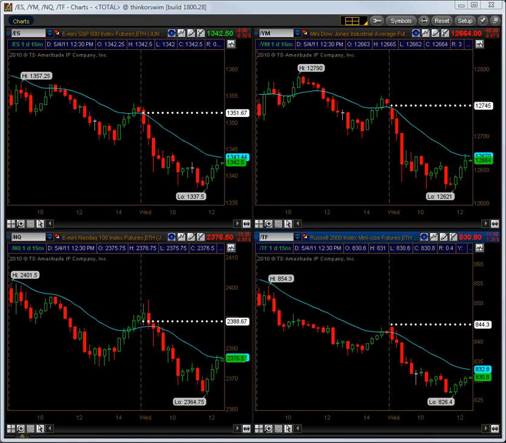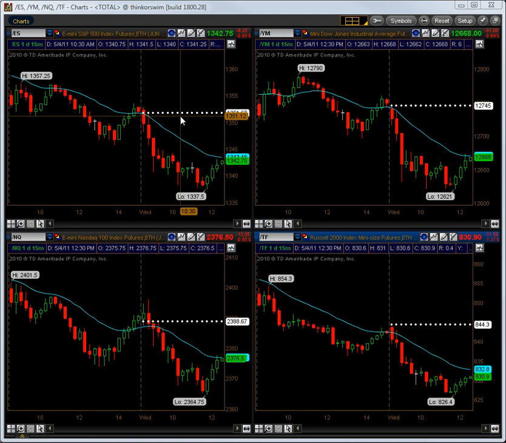I just wanted to show you how I set up my pivot charts and use them in my trading. So in front of you we have four charts: the ES, that's the S&P futures, the Dow futures, NASDAQ futures, and Russell futures. On the chart I have just the pivot, the actual pivot level, and the 20 period exponential moving average, and this is a 15-minute chart, and this is trading hours only, so the after hours session is turned off.